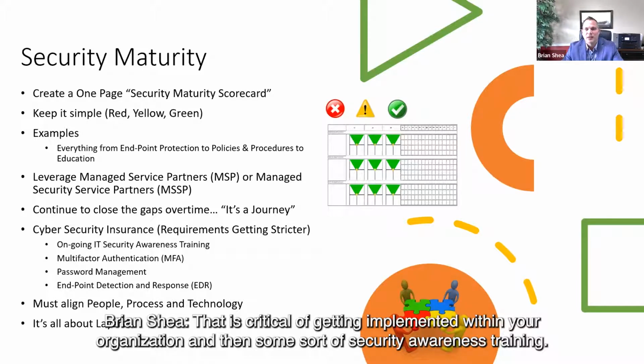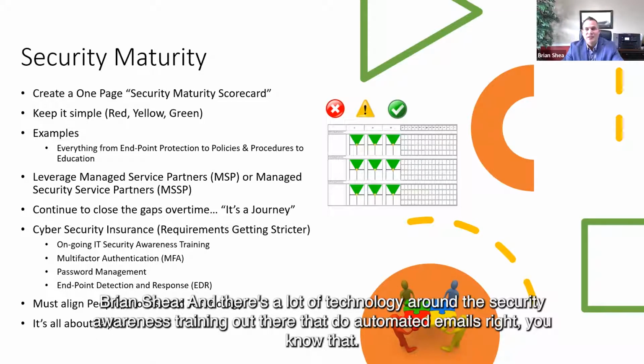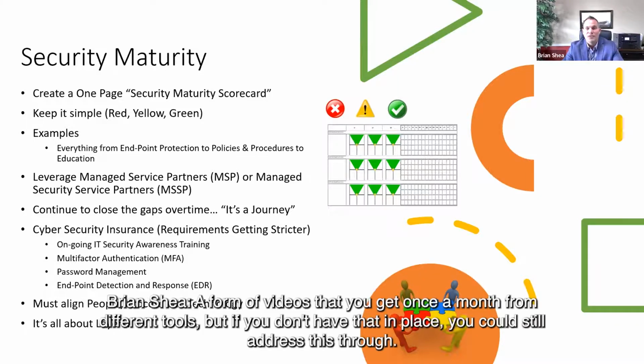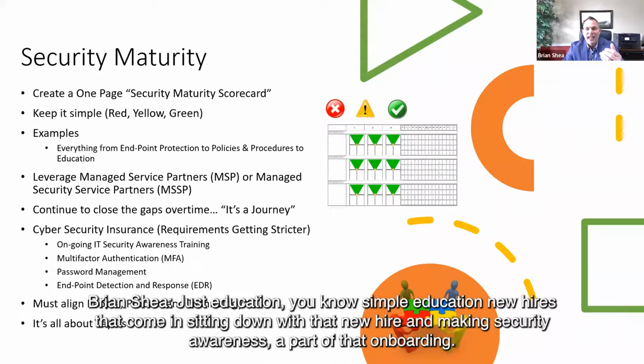And then some sort of security awareness training. There's a lot of technology out there around security awareness training that does automated emails, and this again needs to be in layers. People need to be seeing this information and getting used to it. It could be in weekly or monthly newsletters, or in videos that you get once a month from different tools. But if you don't have that in place, you could still address this through simple education: new hires come in, you sit down with that new hire and make security awareness part of onboarding.